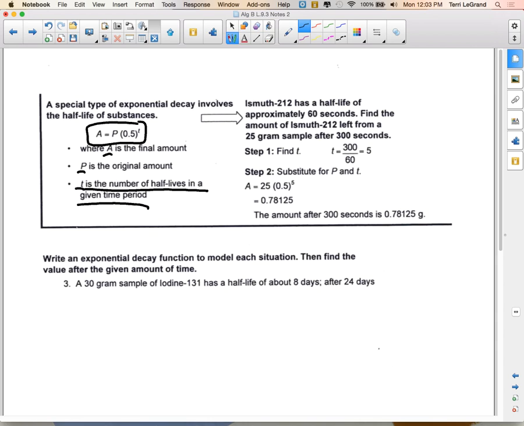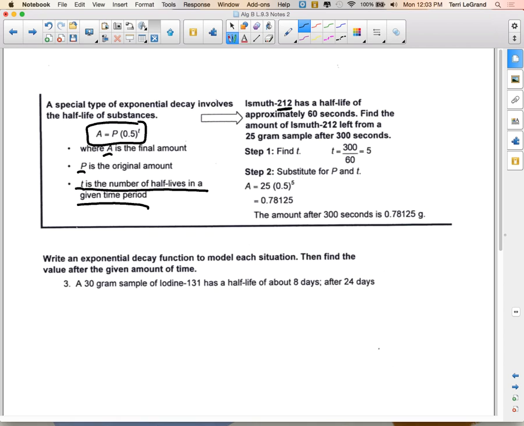T is not how many years, it's how many half-lives it will go through in a given time period. So here's an example. Bismuth-212, this number right here is not part of the formula. It's part of the name, the name of the substance. It has a half-life of approximately 60 seconds.